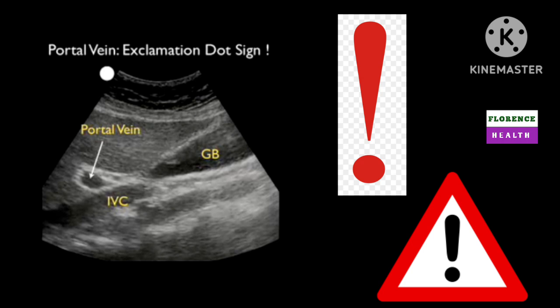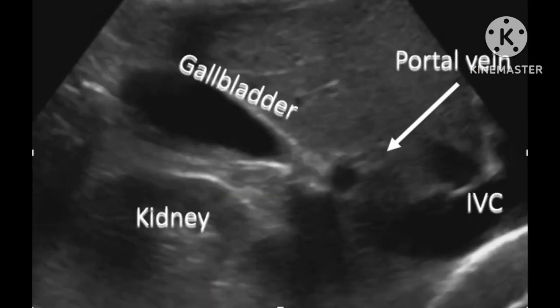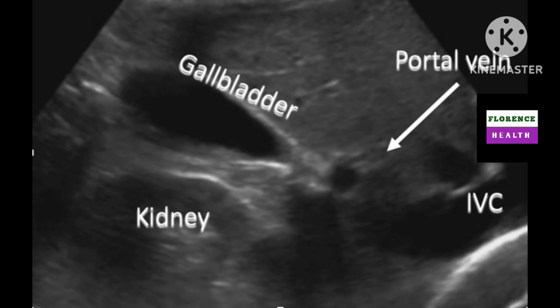This slide shows the exclamatory mark or exclamatory point, which is an important mark to recognize a gallbladder on ultrasound. Collectively, the gallbladder, right portal vein and main lobar fissure, all three structures, appear as an exclamatory mark. Remember, the exclamatory point is the important landmark to recognize a gallbladder on ultrasound. This slide shows the neighboring structures where the kidney, inferior vena cava and portal vein are situated.